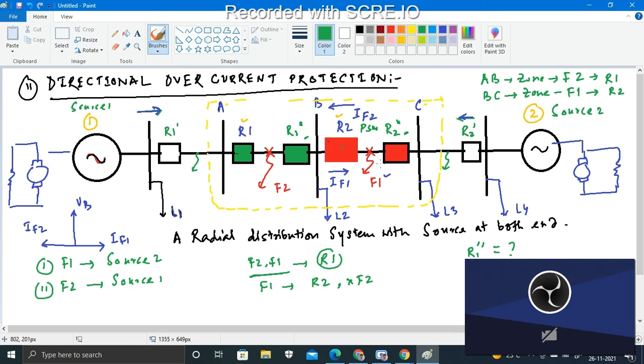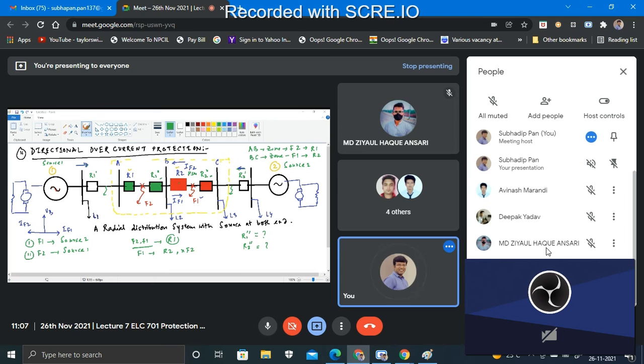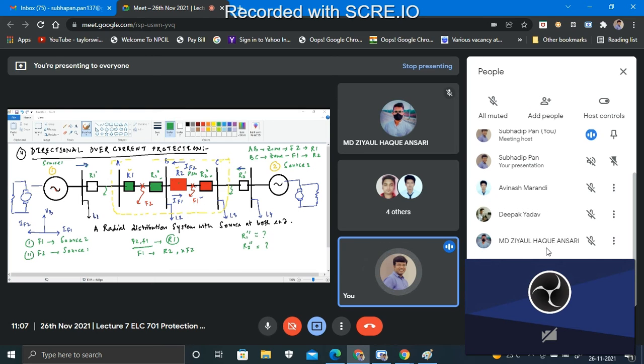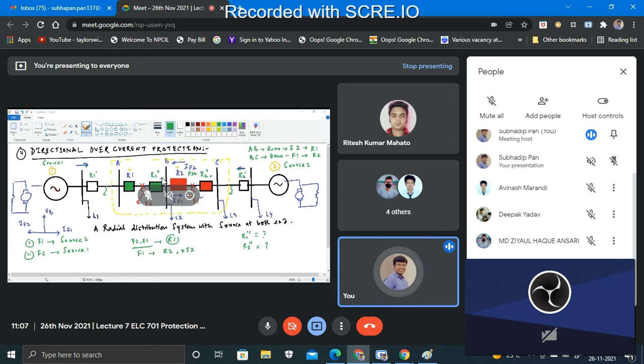This C and this A is nullified. So RB is equal to 4. Yes, so we got RA equal to 2 and RB equal to 4. Why should I connect RC, R1 double dash and R2 double dash? We have to connect the RC relay R1 in the 7.